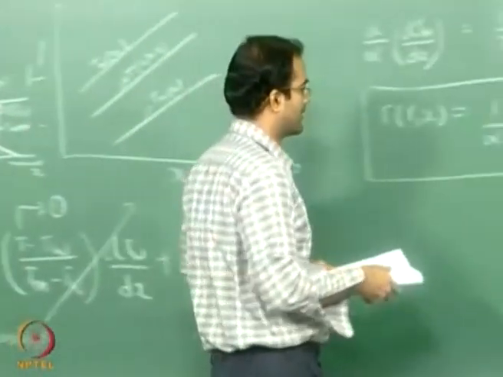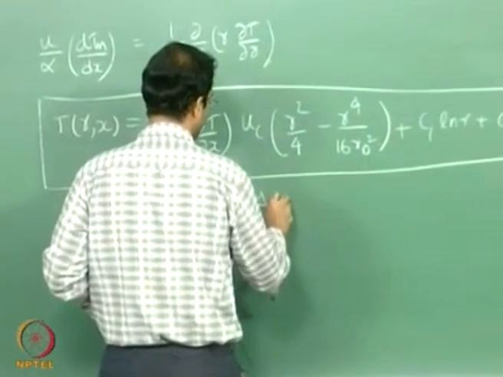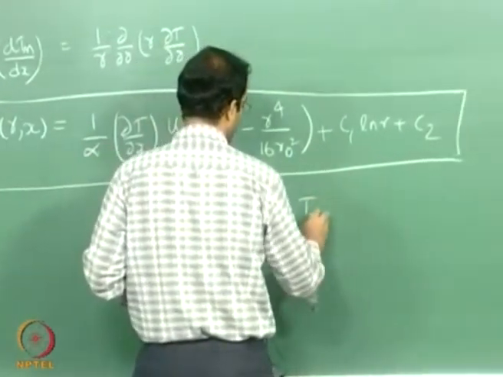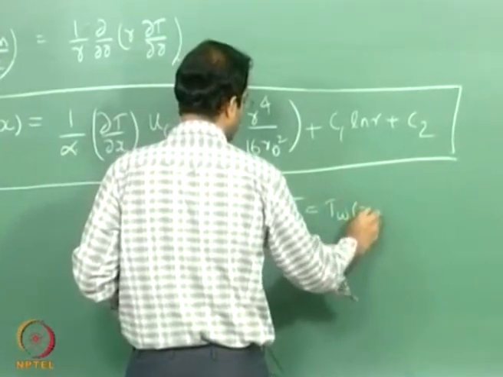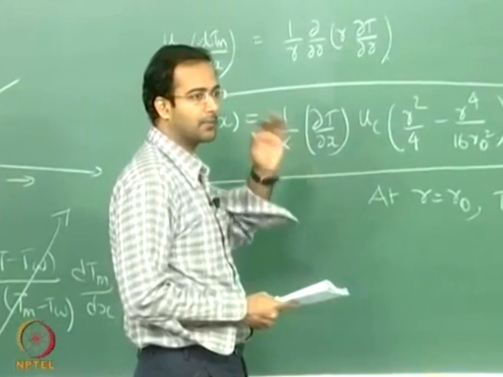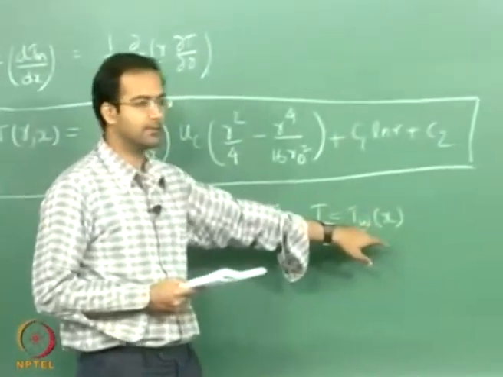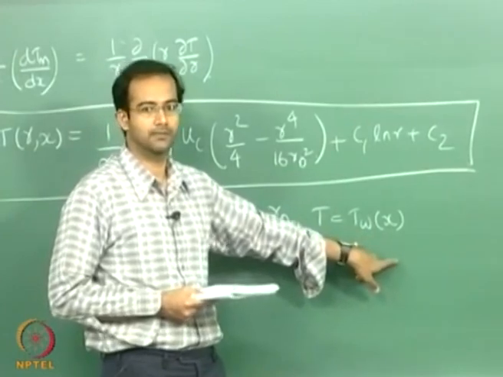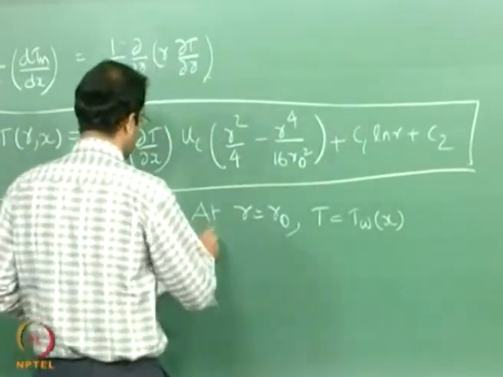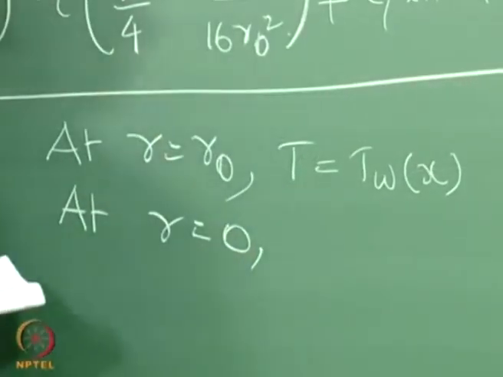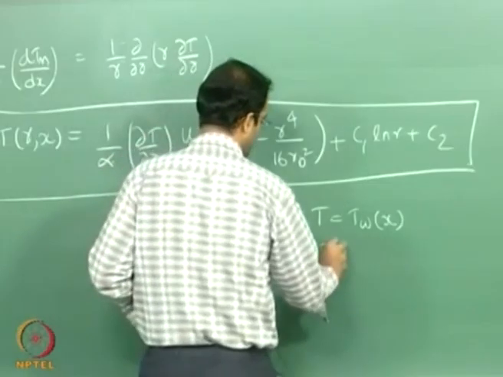Okay, so at r equal to r naught, let us say the temperature is equal to some T wall, of course which is a function of x, okay. So if you want to apply at a particular axial location, so that there is a particular wall temperature which is a boundary condition, and at r equal to 0 the temperature has to be finite.